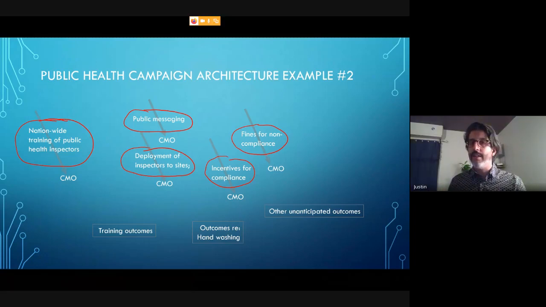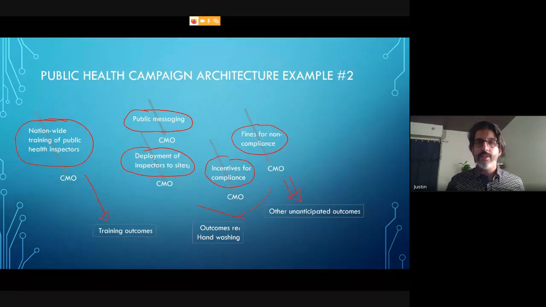that may pertain to the overall architecture, but may also pertain to each of these individual components. And dissecting it down in that way is really the direction that most people go when they do a realist project. That way you can really make sense of how everything is working, how it's working together, and like I say, where the weak spots are. So then you may have training outcomes from the training component, but then you have other outcomes having to do with hand washing, and you might have some other anticipated outcomes as well.